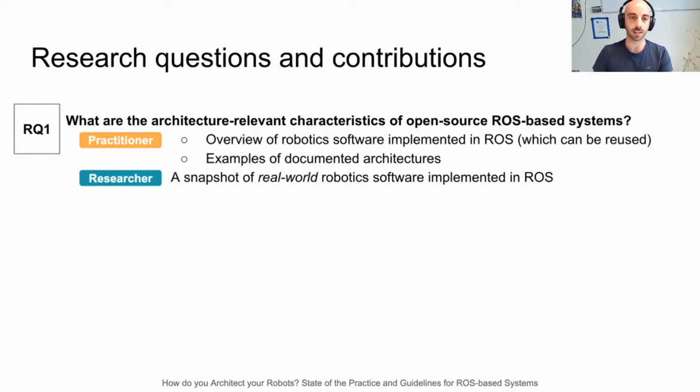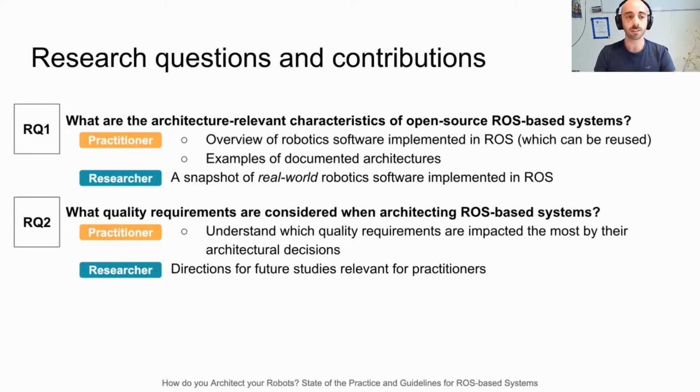in the ROS area. The second research question is about the quality requirements that are considered when architecting ROS-based systems. And again, practitioners can use this answer for understanding which quality requirements are impacted the most when working at the architectural level. And researchers can use this research question for getting some directions about future studies relevant for practitioners.